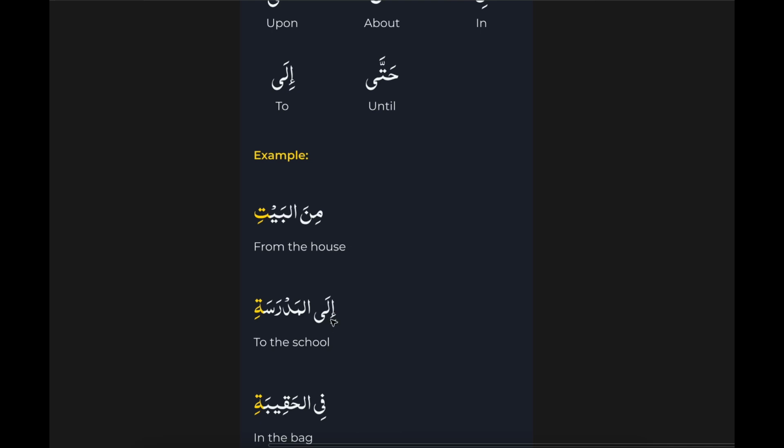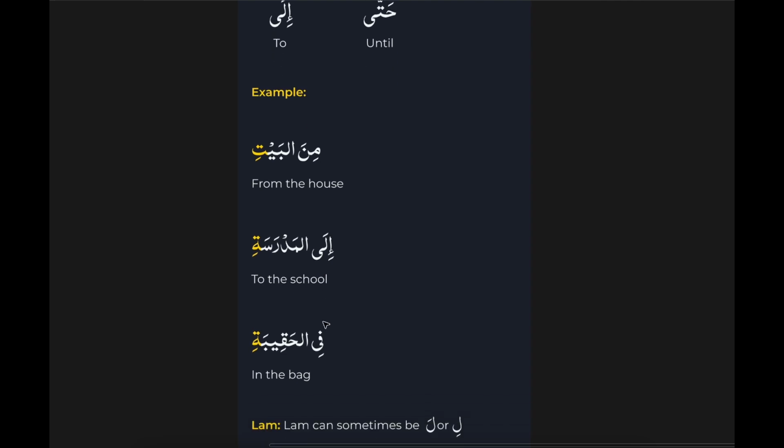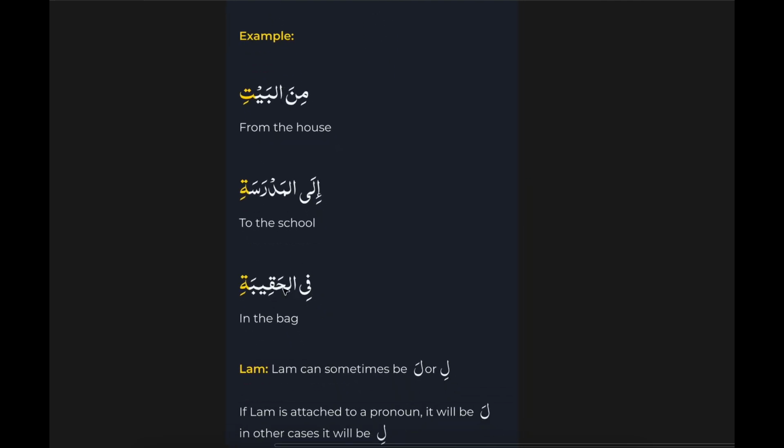Ila is another harf of jar, so the next word is going to be jar. Ilal madrasati, to the school. Fil haqibati. Fi is a harf of jar, so it becomes haqibati, jar, with the i ending. In the bag.